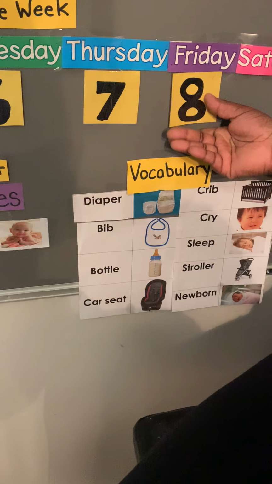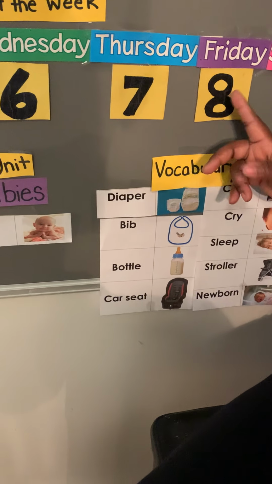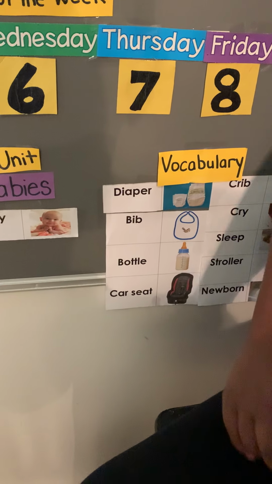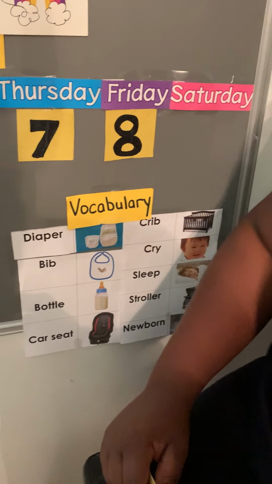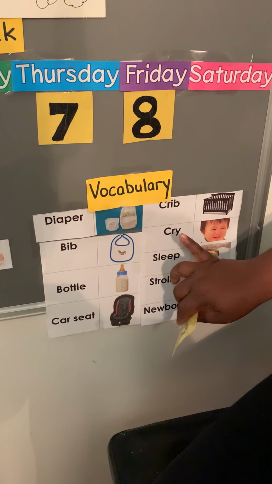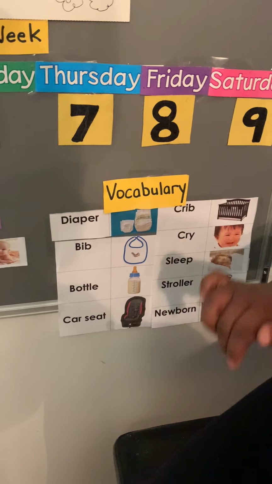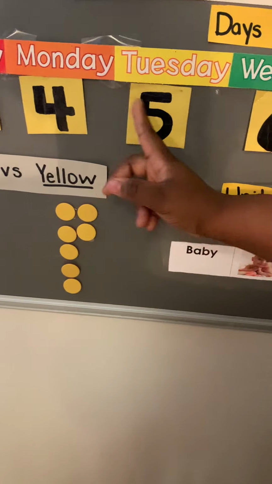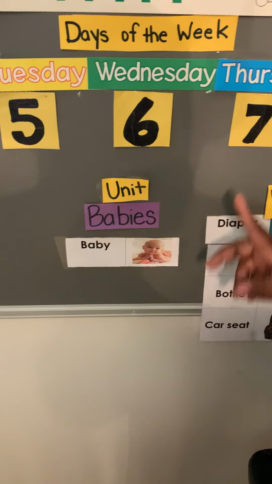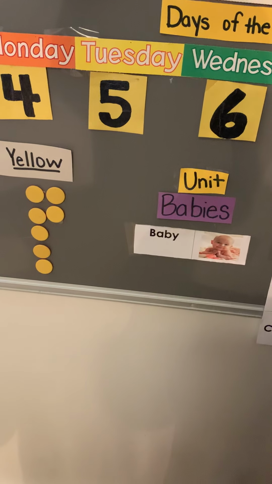8. Friday. Our Friday dancing Friday will be 8. And then Saturday, our first day of the weekend, after 8 is 9. Let's count all of them all the way down together. 3, 4, 5, 6, 7, 8, 9. Those are our dates this week. All right. Very good, guys.